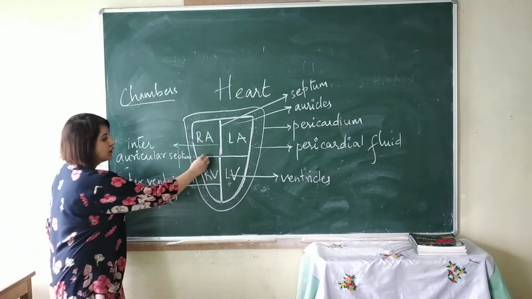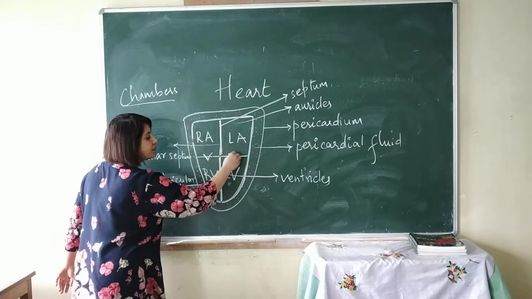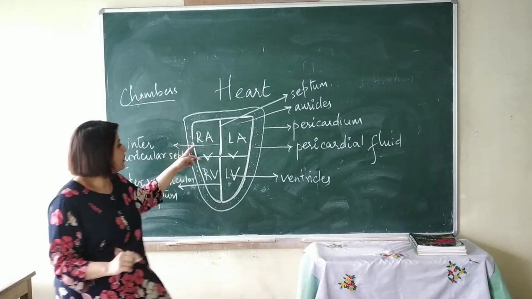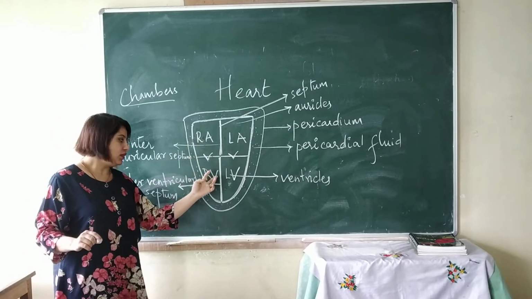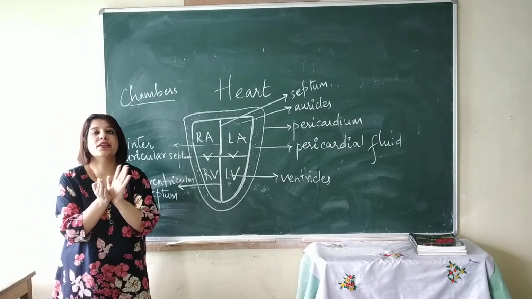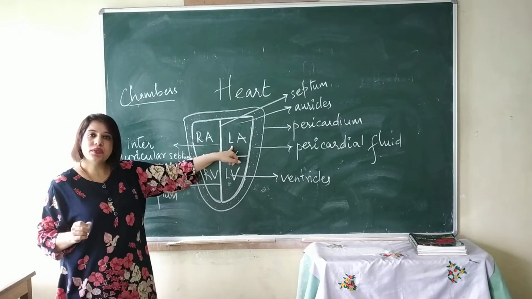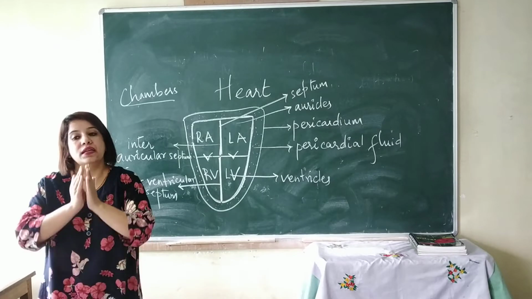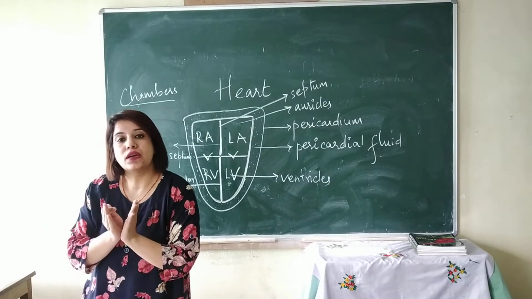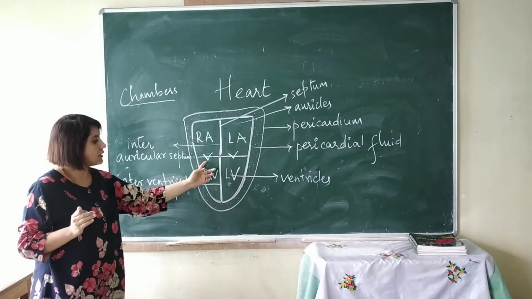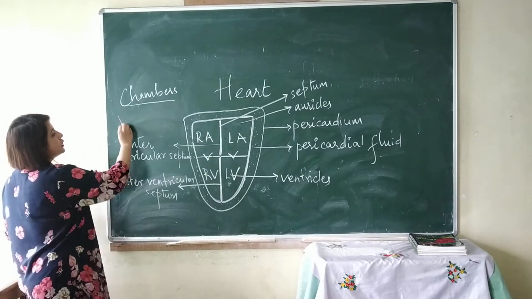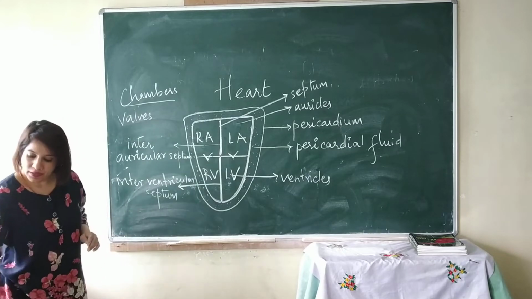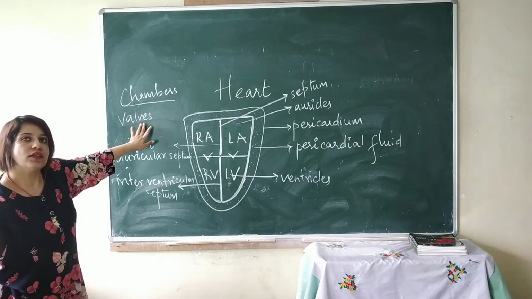Now, our rooms have doors, isn't it? Similarly, in between the right auricle and right ventricle, there is an opening. And in between the left auricle and left ventricle also, there is an opening. The opening and closing of these is controlled by structures known as valves. Okay, so the valves are like doors.